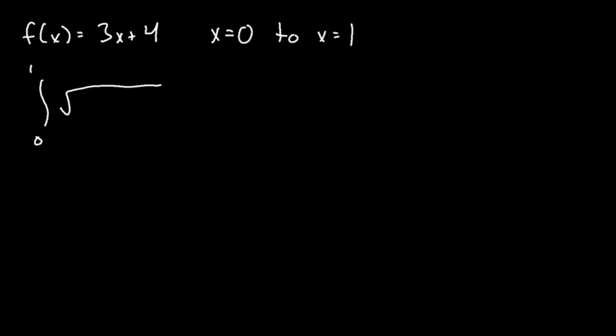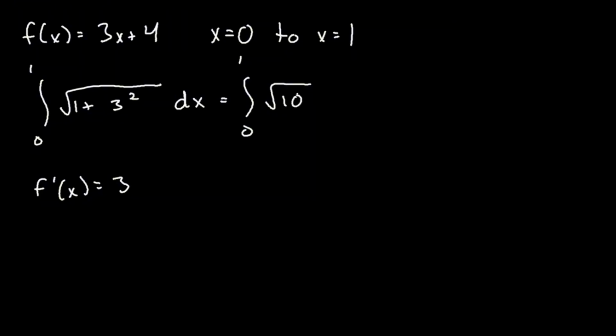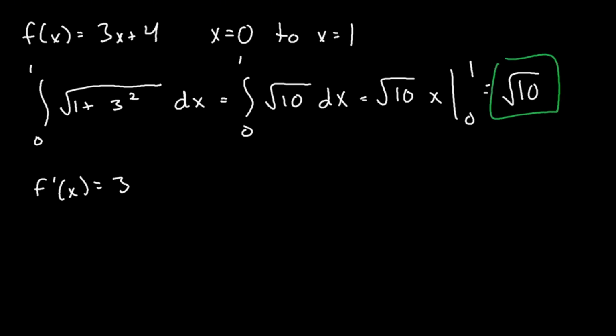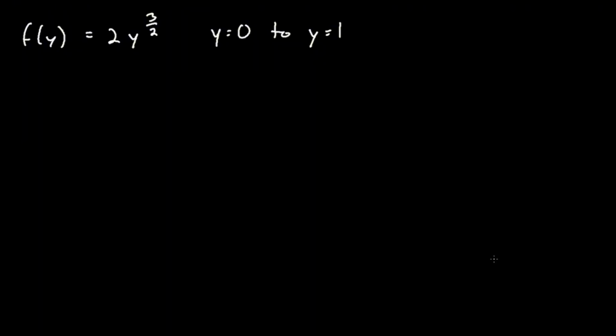And our arc length of the curve is set up by the square root of 1 plus the derivative of our function squared. Well, the derivative of this function is simply 3, so we have 3 squared here, dx. If we simplify this integral, we get the square root of 10 dx, which is equal to the square root of 10 x from 0 to 1. If I plug in 1 and plug in 0, you would simply get the square root of 10. Therefore, the square root of 10 is the arc length of this function from 0 to 1. Alright, let's go ahead and solve the arc length of the curve for this problem.